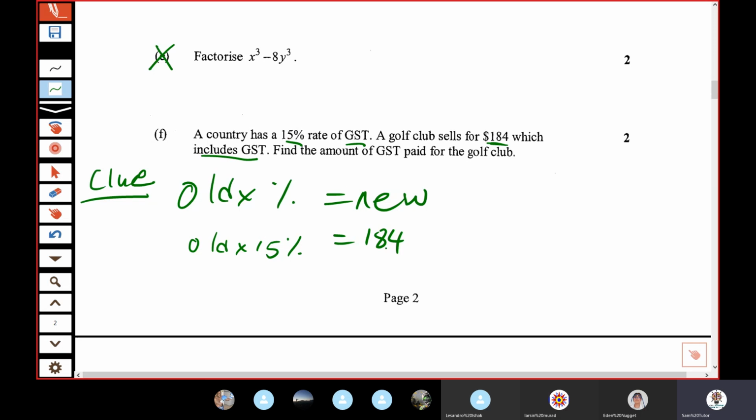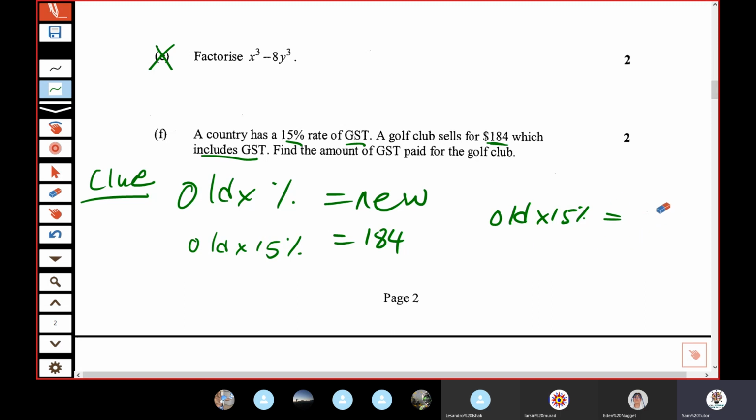That gets me 184. Do you understand that, Eden? Well, one more time. It's the old price plus the old price times 15% that gets me 184. Isn't that right? Yes, exactly. You can't say old times 15%. Old times 15% is just, for example, if I did old times 15% and I got, let's say 50, that's just 15% of the old price. That's not the new price.